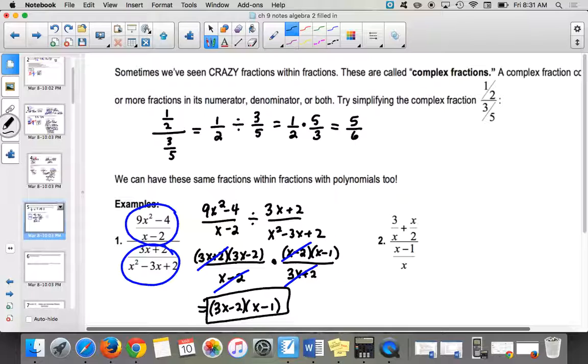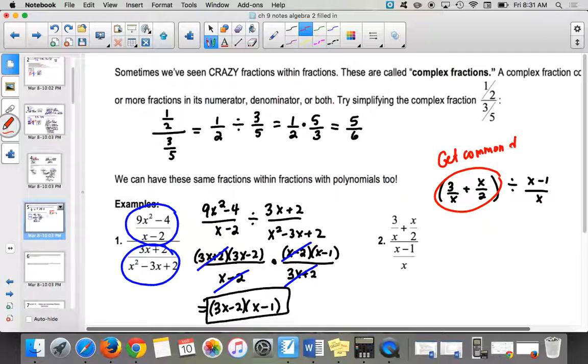All right, so the next one's a little bit harder because now we have an addition or subtraction sign with the fractions, right? So it gets a little bit weird. So if I was going to do this one, I would do my 3 over x plus x over 2 in parentheses. And then we're dividing by x minus 1 over x. And we're going to get common denominators. Okay. So we're actually going to be talking about this in 9.2, getting common denominators.